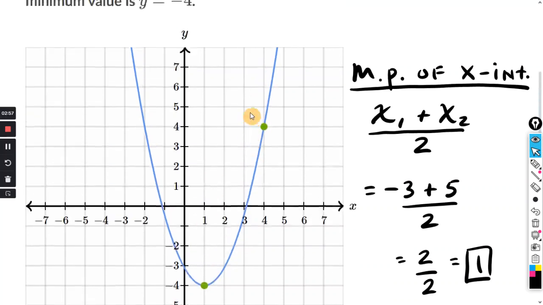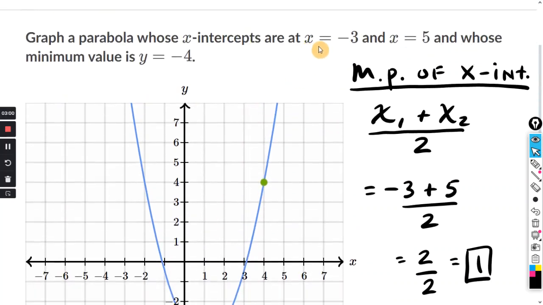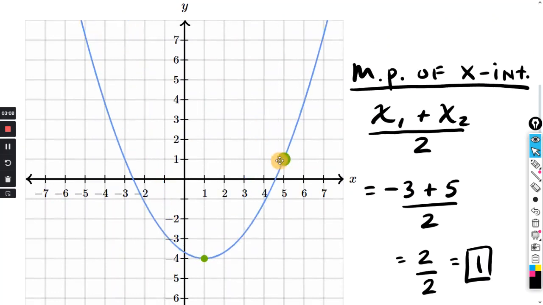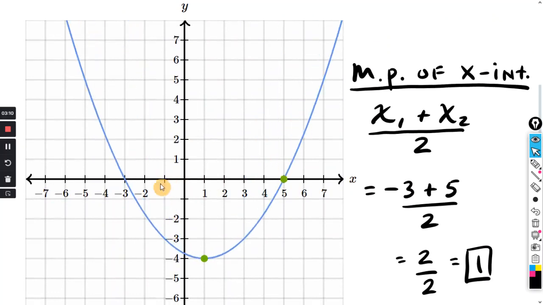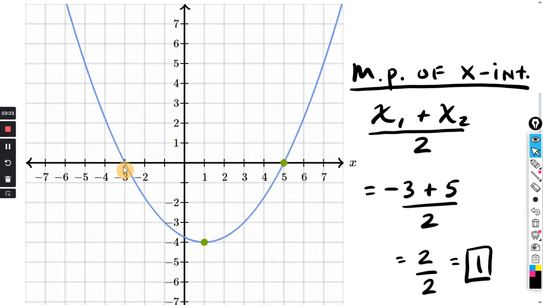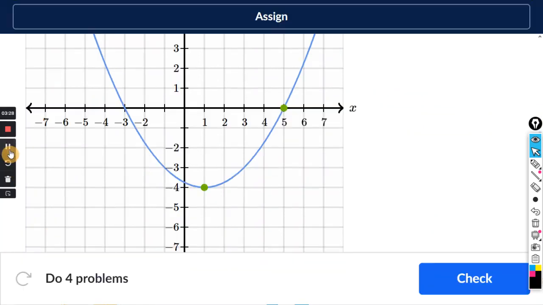Let's take care of this point. They gave us the intercepts, x equals -3, x equals 5. So I'm going to take this point right here and just bring it to x equals 5. The other one it does automatically. If you have the minimum point correct, all you have to do is drag this to one of the x-intercepts. And just to double check, x equals -3, x equals 5. Here's -3, here's 5. So we have the 5, and we have x equals 1, y equals -4.